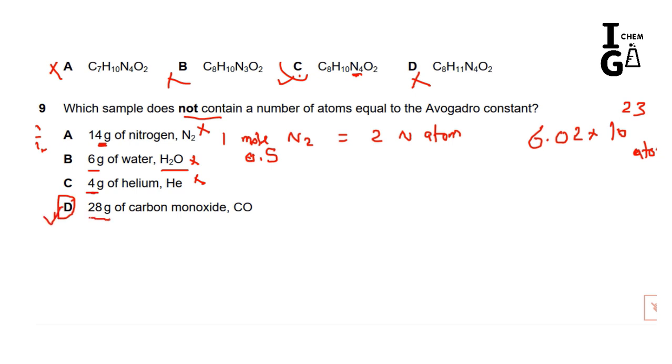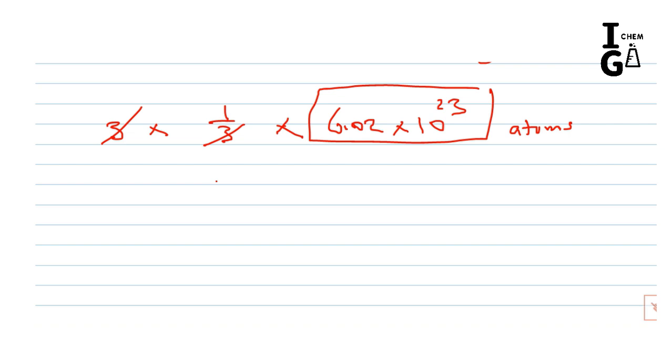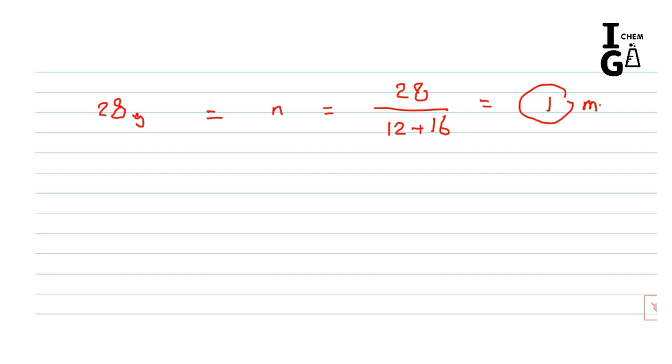Here we have 28 grams. This is carbon monoxide, CO. So I think everyone now knows the rule. How can we do it? So 28 grams. We need to calculate the number of moles. n equals 28 over Mr for carbon monoxide. You know, carbon is 12, oxygen is 16. So this is 28 divided by 28. So this is 1 mole. So 28 gram is 1 mole.